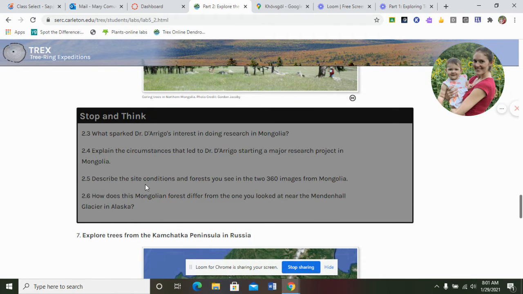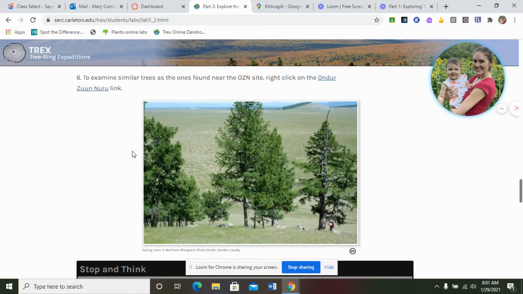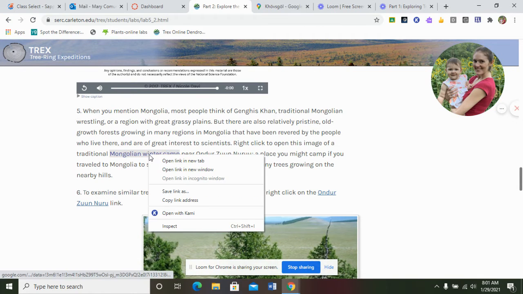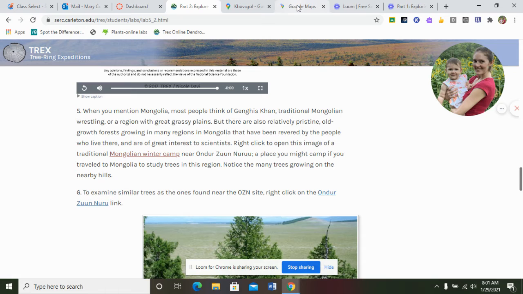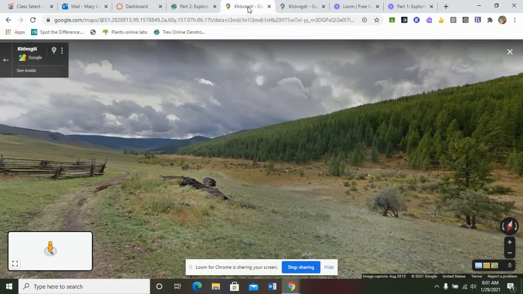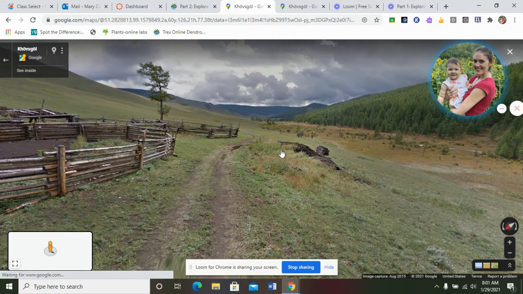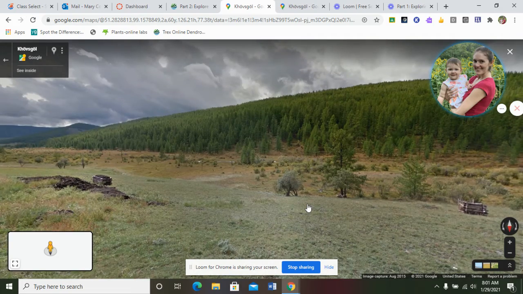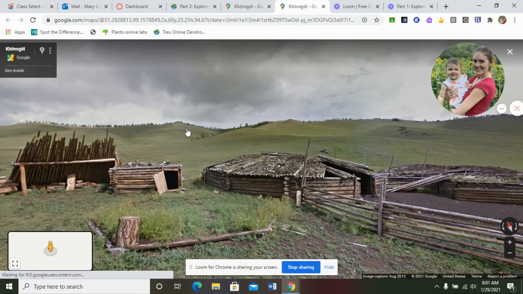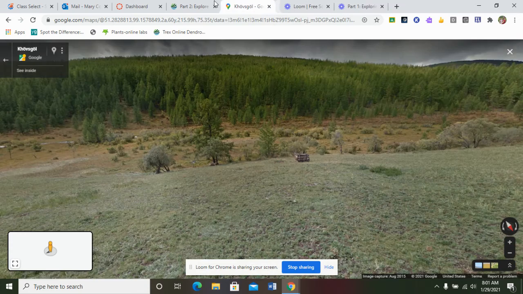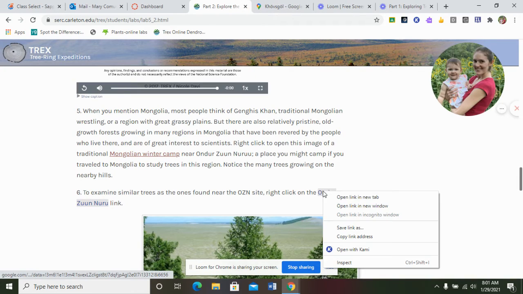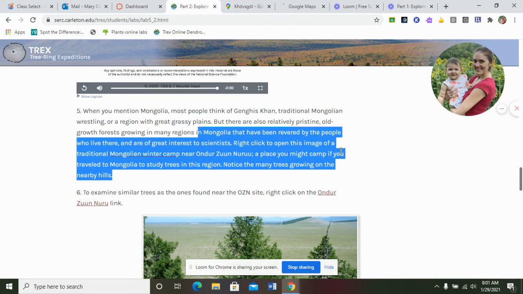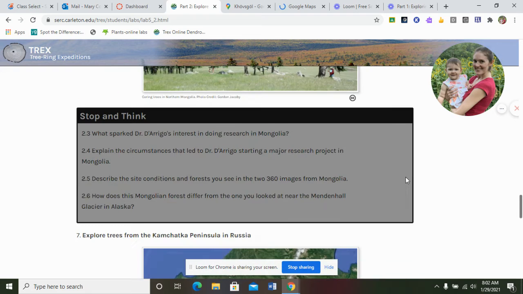Describe the site conditions in the forest you see from the two 360 images. So just looking at this one here, there's a lot of really open grassy areas, and then there's a very large dense forest at one end. The same part there. Maybe it's the same one.